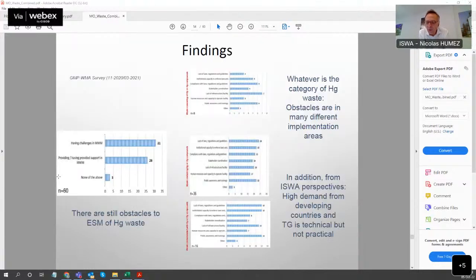In the survey that has been released by the area at the beginning of 2021, it was obvious that we still have a problem, or I would say parties or stakeholders in general still have problems in the management of mercury waste. In general, so this was the first answer of a respondent to the survey, and those challenges or those obstacles are in fact everywhere, whatever is the category of mercury waste. And we also had the same feeling and the same answer within the ISVA Hazardous Waste Working Group, with questions from developing countries on this specific issue of the environmentally sound management of mercury waste.